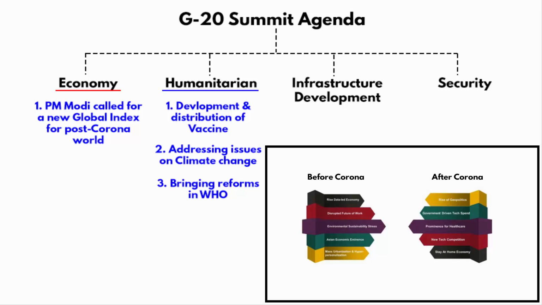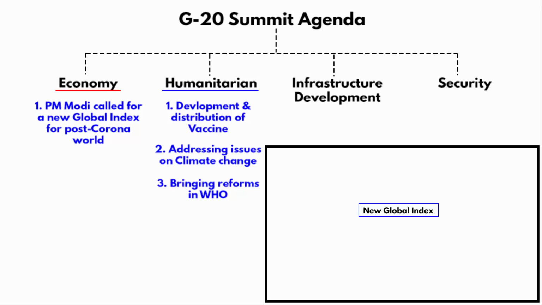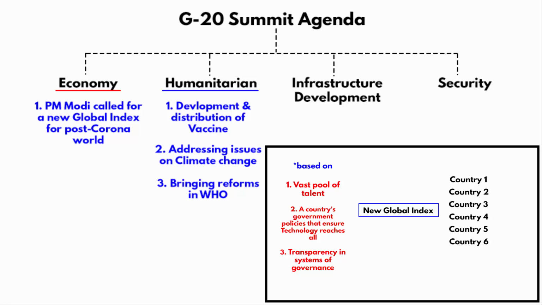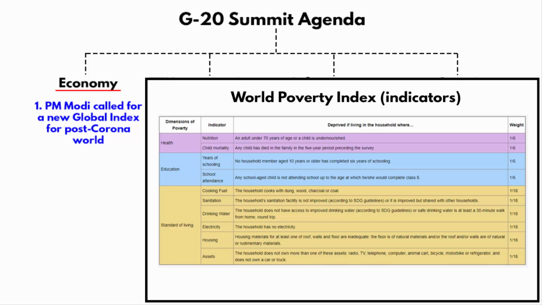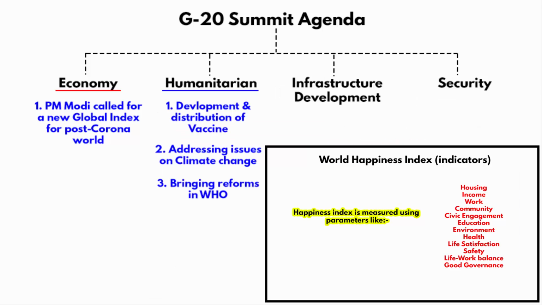Have a look at this image, you will be able to relate these changes that have significantly shaped the world going forward. Anyhow, this new global index is sort of an indicator or measure in creating a nation that has vast pool of talent. Then the respective country's government policies are such that it ensures technology reaches all segments of the society. Then it also highlights transparency in systems of governance. You must have seen World Poverty Index, then World Happiness Index. So there are many variety of metrics that have been created in measuring certain objectives.